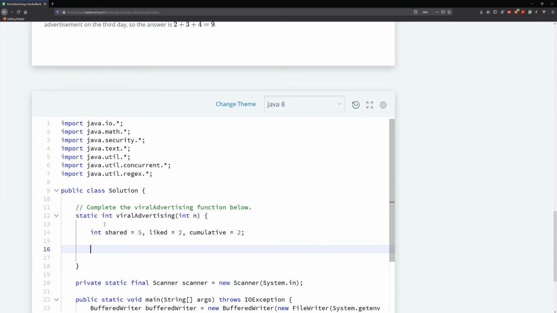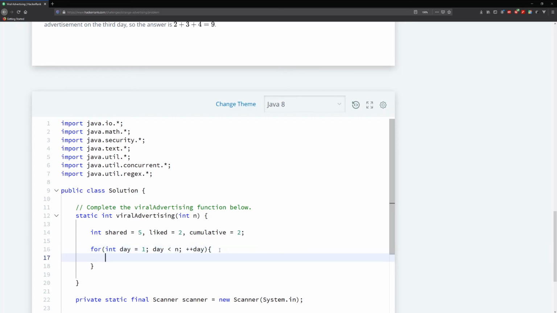What we're going to do is we want to go over n days. So we're going to say for int day equals 1, and day is going to be less than n, and plus plus day. So once we have plus plus day, we need to go ahead and understand the logic again. So remember that the share is going to equal the like times 3. So share is going to equal the like times 3.